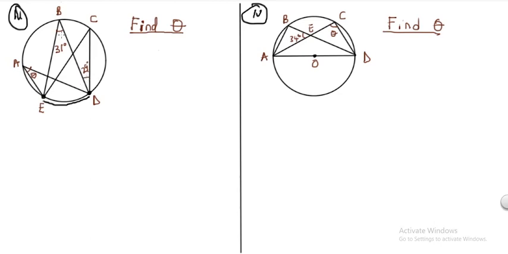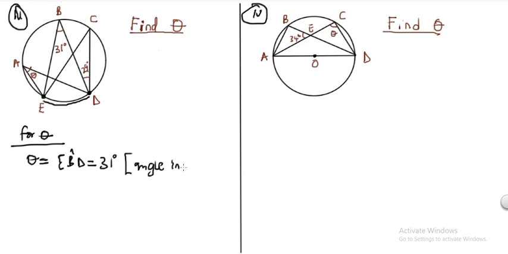So to get our value of theta, we already know this angle, so we can simply say theta here is simply equal to angle EBD. So angle EBD is 31 degrees. And the reason for this is angles in the same segment. Okay, so we know that theta here is simply equal to 31 degrees. This is pretty straightforward. Now let's look at this example here.